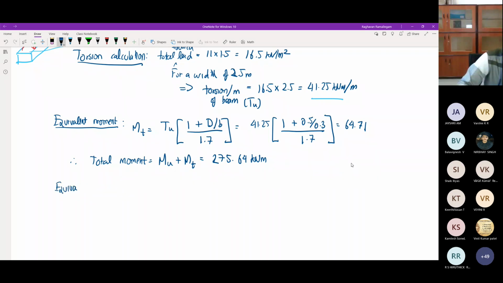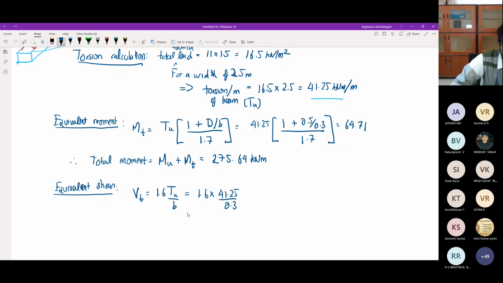Similarly for the shear, this we call as Ve. This is also present in your code book, the section on torsion. If you look, you will find the formula. It's V plus 1.6 Tu by B. 1.6 into Tu is 41.25. B is 0.3, the breadth of your beam. So how much is this?